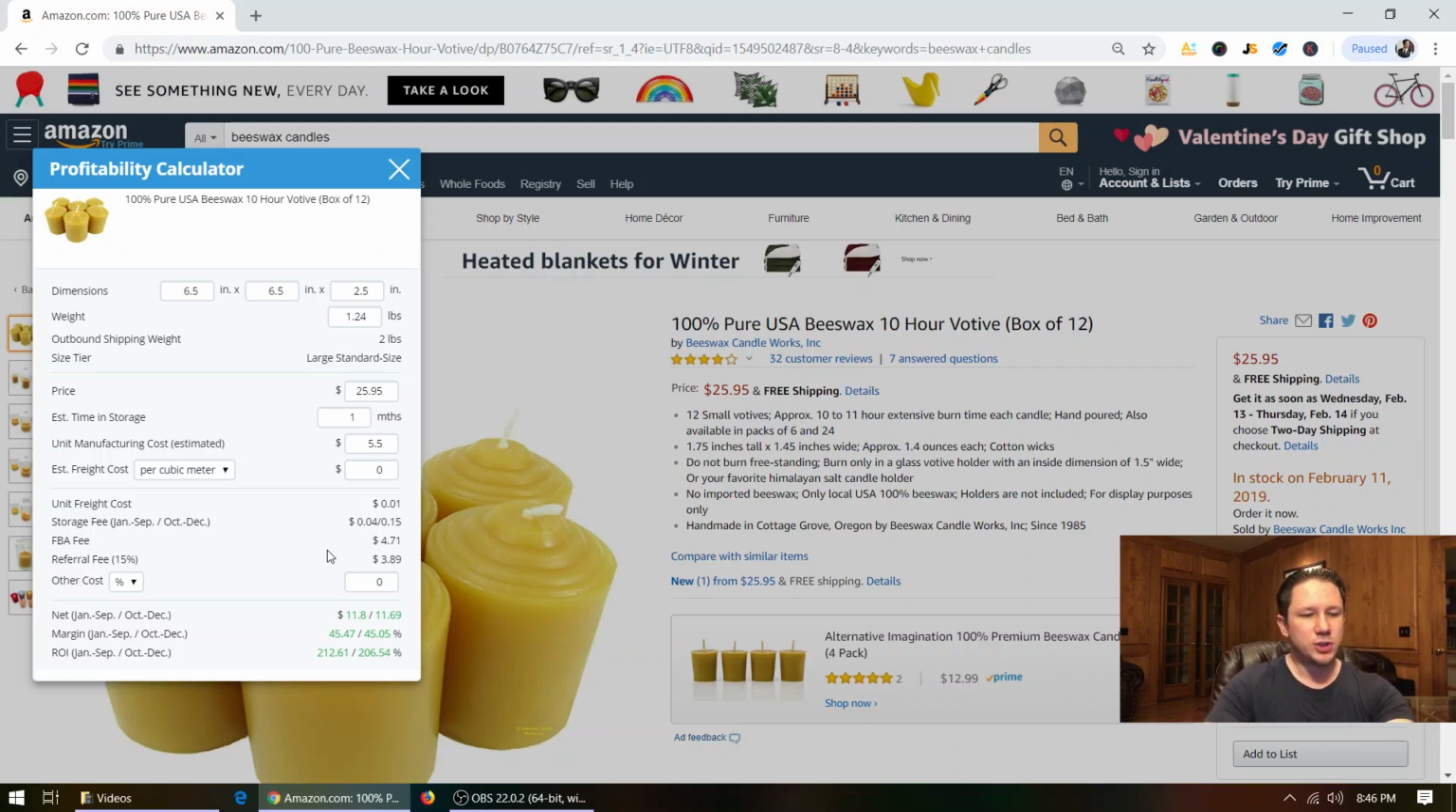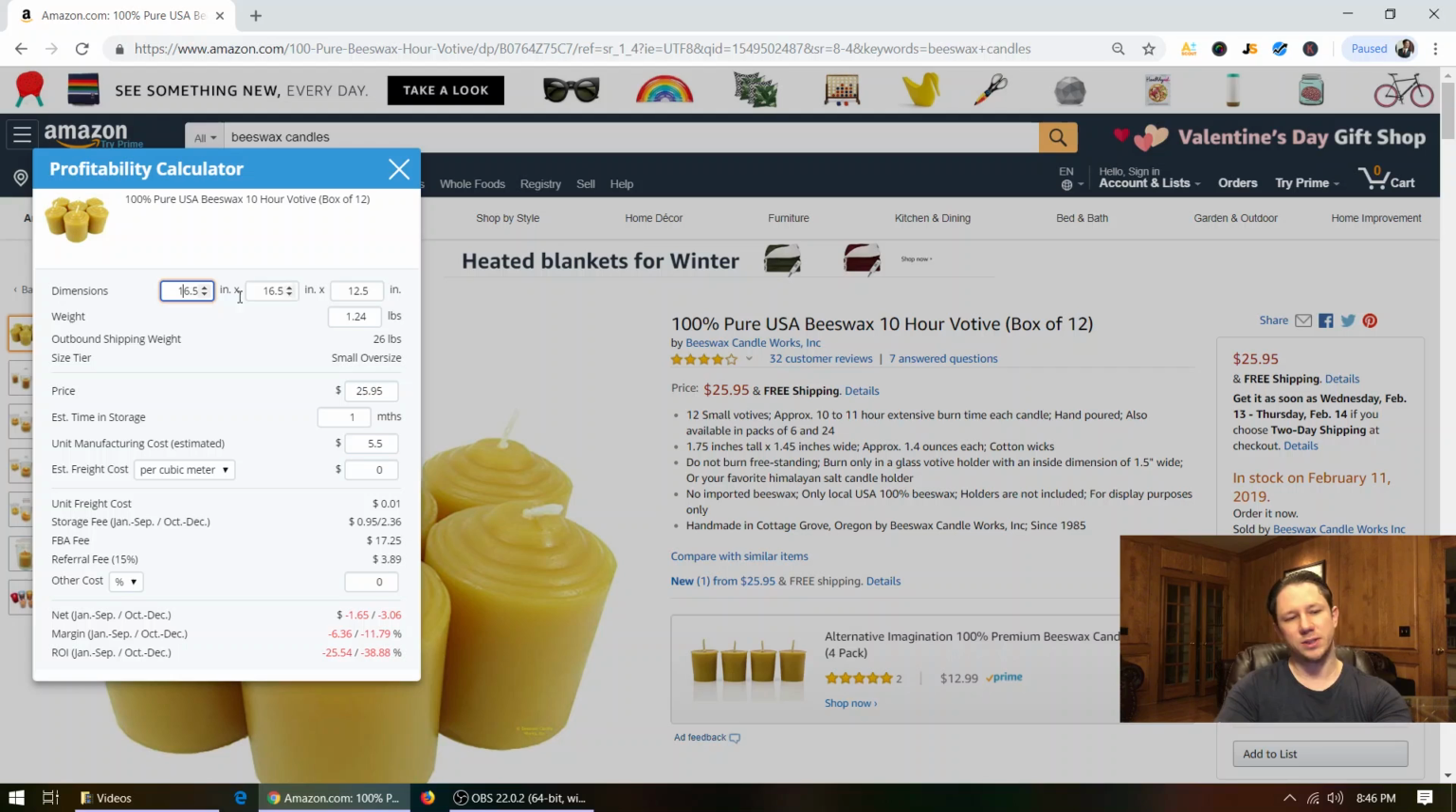So let's adjust a couple things here. You see these dimensions here, and this is large standard size. Let's just say, we're going to adjust this one thing here. Instead of this being 2.5 inches, we're going to say that it's 12 inches, okay? And then let's just add a 10 here too.